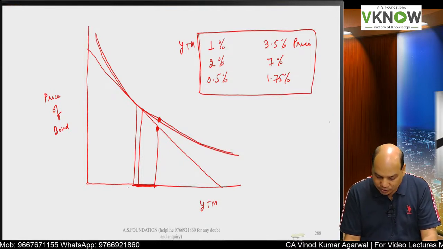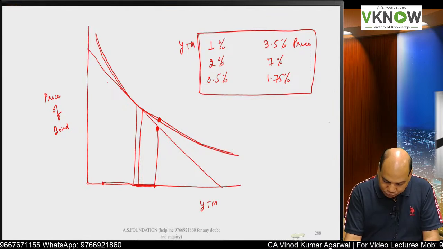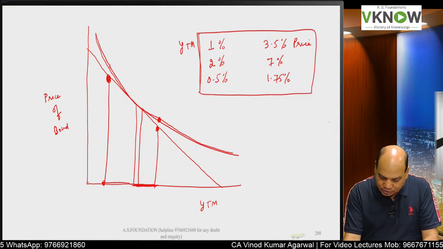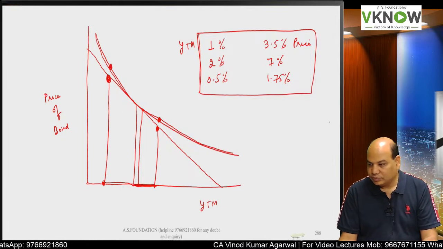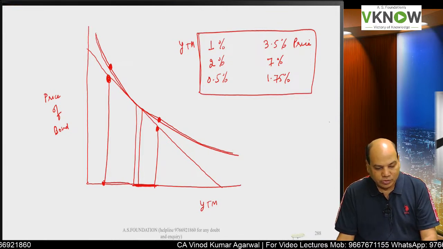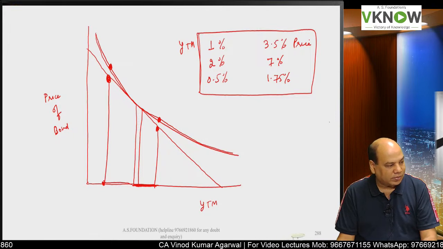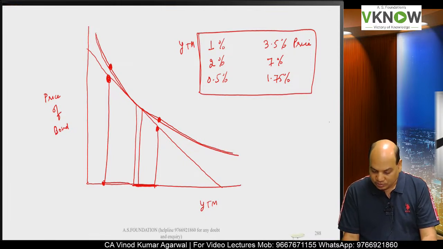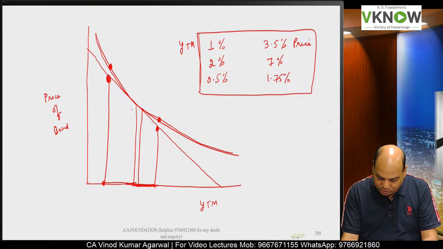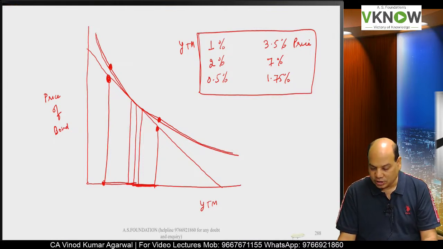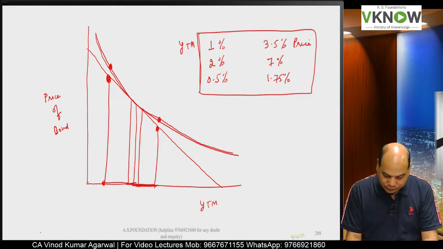Similarly, if the YTM falls, according to duration, this will be the answer, but the actual answer is different. So if the change in YTM is by a higher percentage, then duration does not give you an accurate answer, it gives you an approximate answer. But if the change in YTM is by a small percentage, then duration is close to the accurate answer. So this is the limitation of duration.